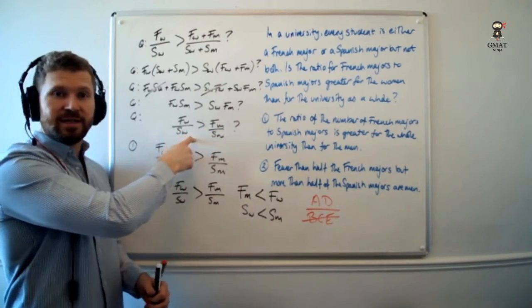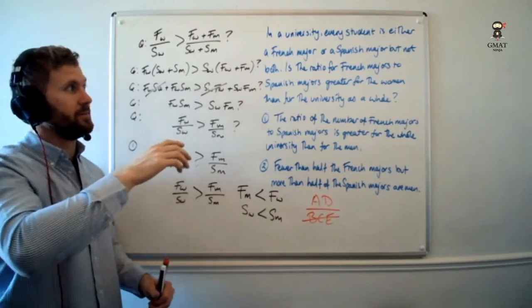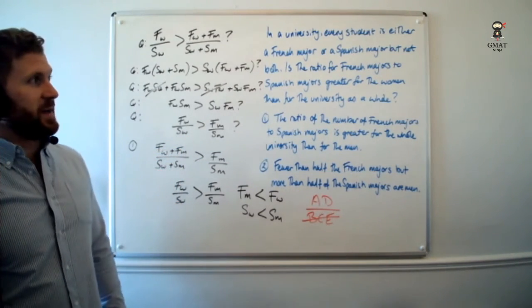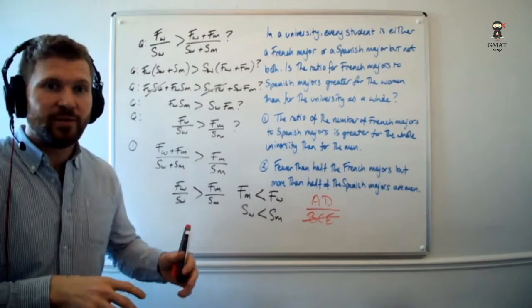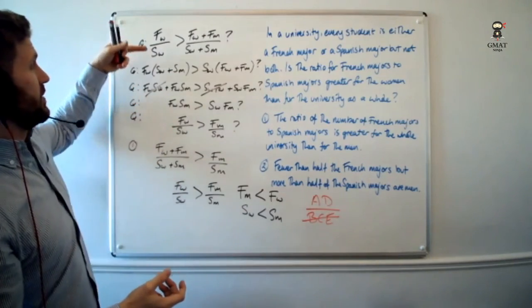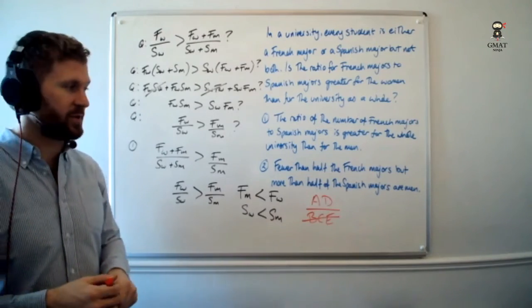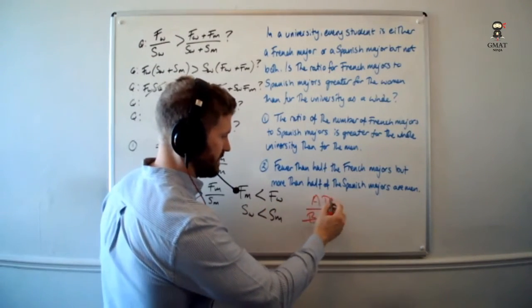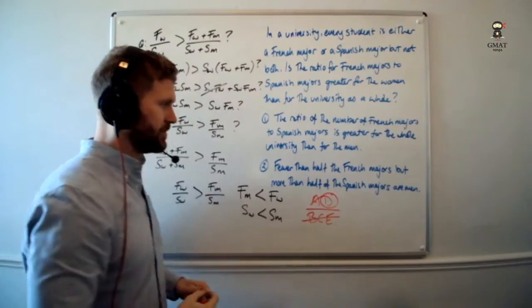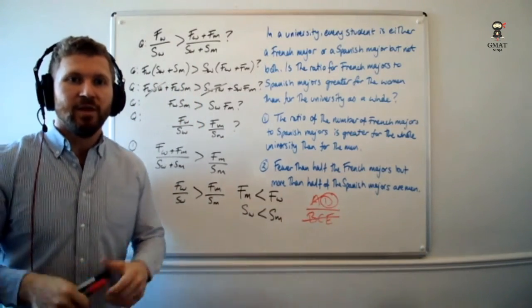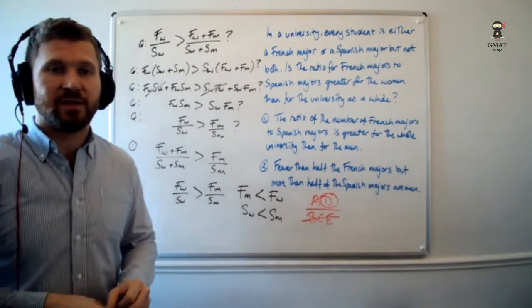So I can say, yes, the ratio of French majors to Spanish majors is going to be greater for the women than for the men. And working my way back up to the top as we did at the start, that would answer the question that I'm looking for. So the answer here is we're going to cross out A and we're going to be left with D. So you can do this algebraically.